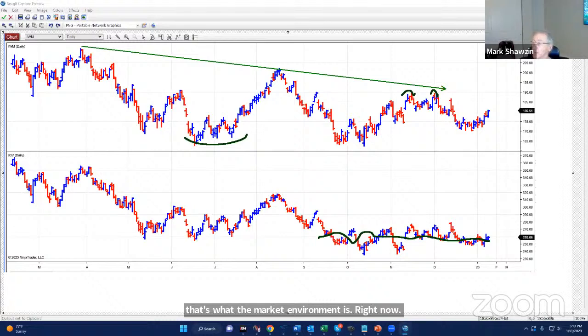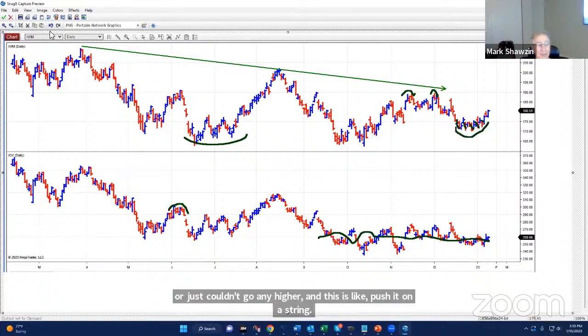Yashvin says that the number of coil bars indicate the power of the next move. I don't think there's a magic formula. There was a pocket in here where it was about 8 days. I remember this very well, because this is where I shorted the Qs. This was like pushing on a string where it just couldn't go any higher. And this is like pushing on a string here. It can't go any lower. So there's no magic thing.